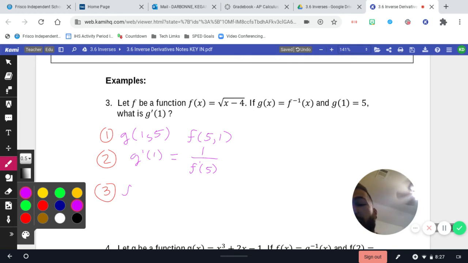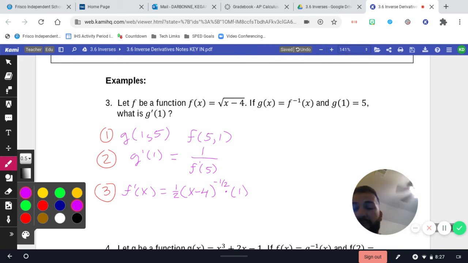So f prime of x would be equal to, that is a 1/2 power, which would come out. It's a chain rule, so x minus 4 stays the same on the inside. Negative 1/2 power, 1/2 minus 1 is negative 1/2. And then I multiply it by the derivative of the inside. Derivative of x minus 4 would just be 1.